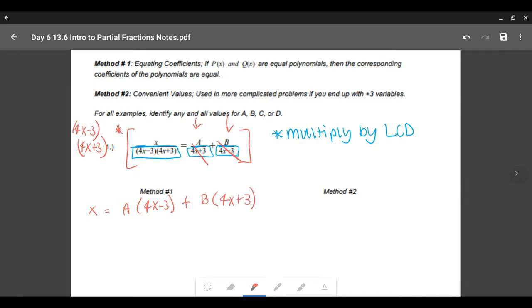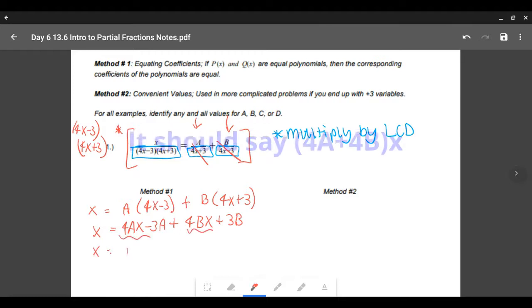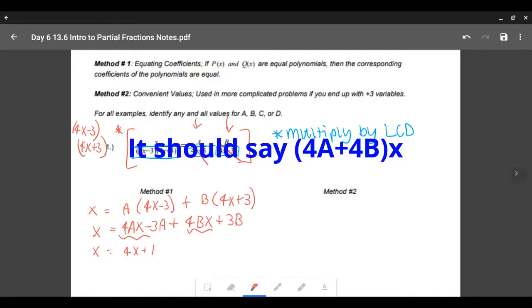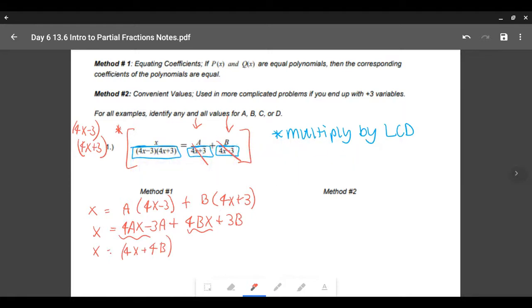All right, so method 1 is equating the coefficients. I need to distribute. I'm going to get 4ax minus 3a plus 4bx plus 3b. And I'm going to simplify by adding my like terms. For my x terms, I have 4a plus 4b. And for my constants, that's negative 3a and positive 3b, so I'm going to call that plus negative 3a plus 3b.